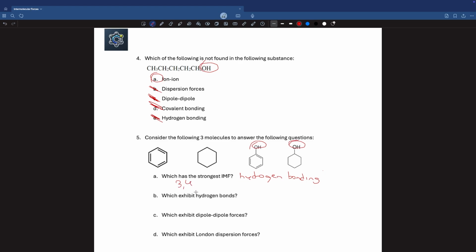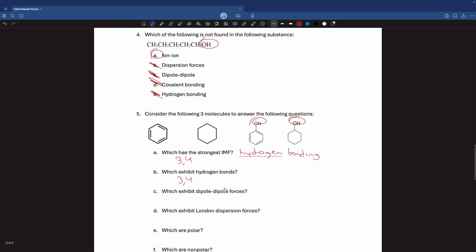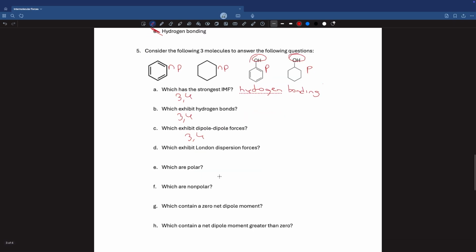And the next question is kind of asking us the same thing. Which exhibit hydrogen bonds? 3 and 4. Which exhibit dipole-dipole forces? It's our polar molecules. So this one is polar, polar. This one is nonpolar. This one is nonpolar. And so 3 and 4 have dipole-dipole forces. Which exhibit London dispersion forces? Should be all our covalent molecules. So all of them, 1, 2, 3, and 4.